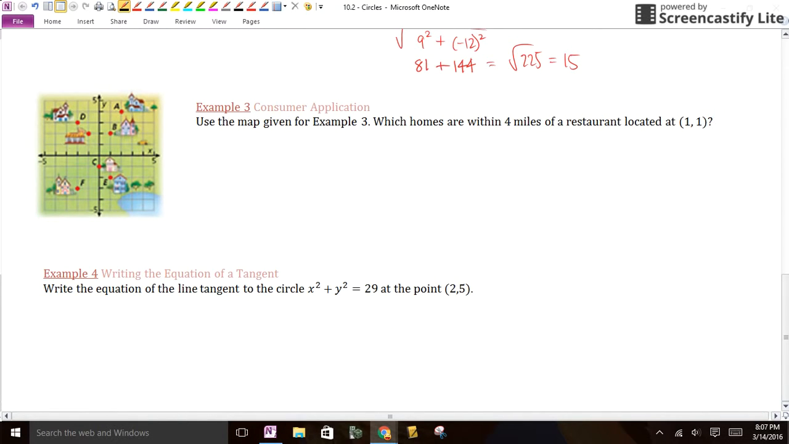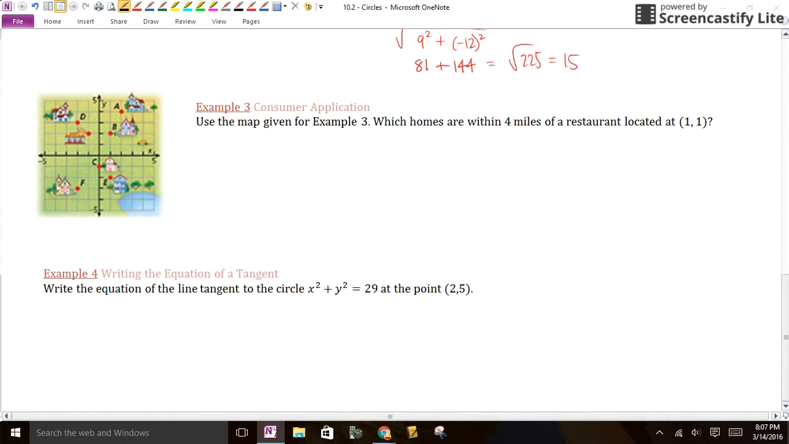All right, nice work. Now, let's go on to example 3, something that might be realistic. We're trying to find out which homes are within a 4-mile location of a tower, a cell tower that we put up, say. And so we've mapped it all out, and we got an overhead Google Sites view of what this place looks like. And we put our cell tower at (1, 1).